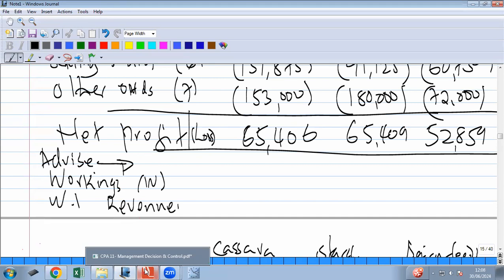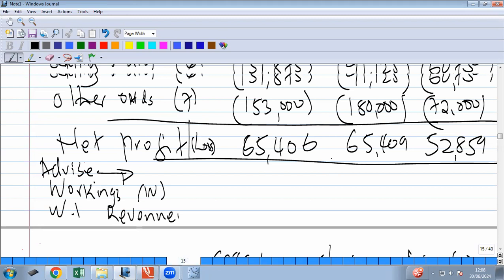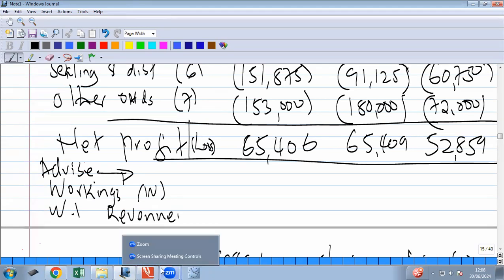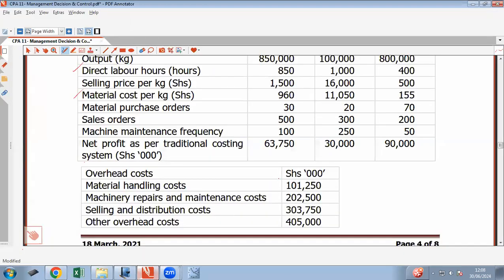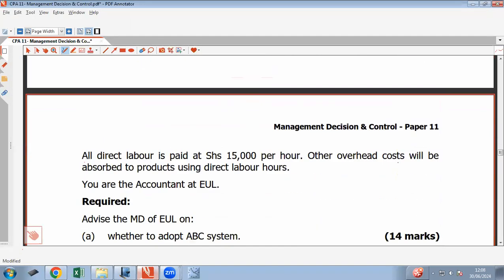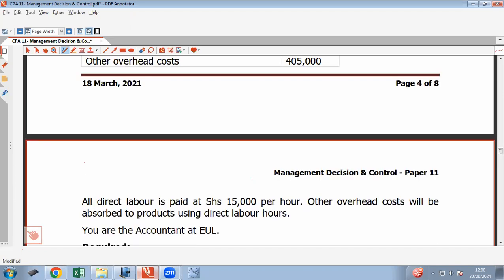Just before we proceed, sir. Which cost driver did we use for other overheads? The question guided us that other overheads will be absorbed to products using direct labor hours. So it's what we use. Otherwise, if it was not given, you would have chosen an appropriate one.